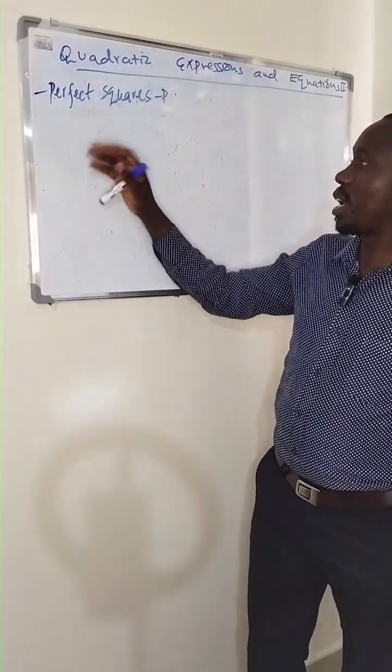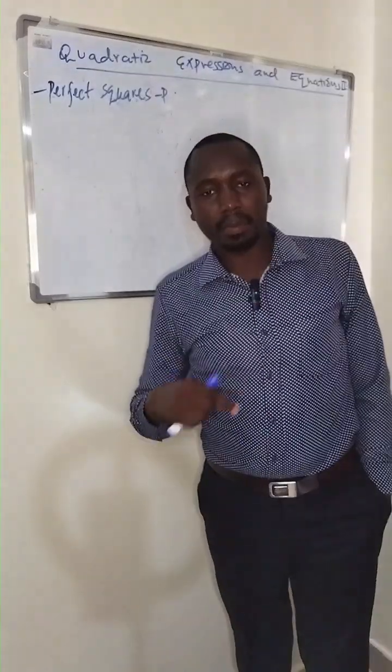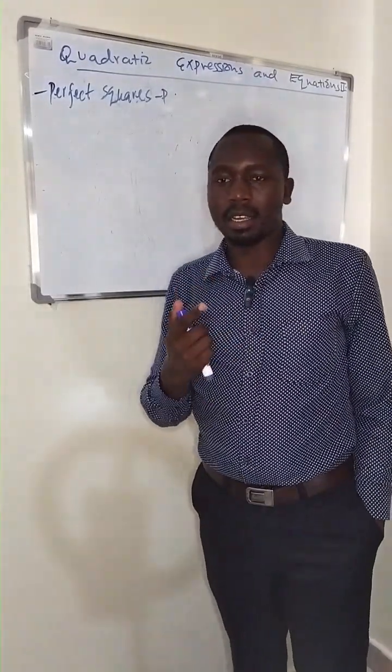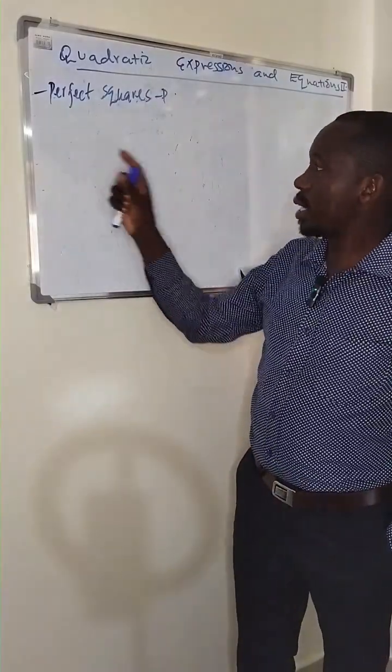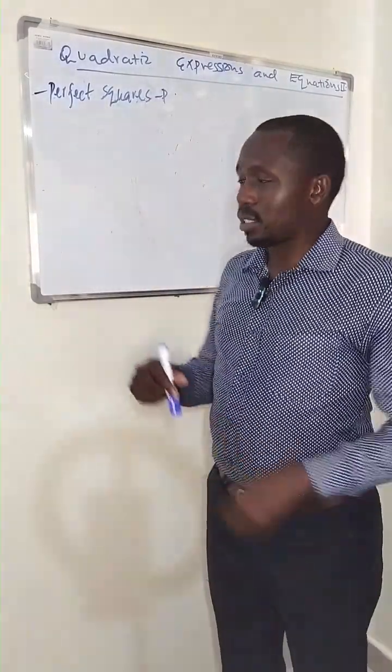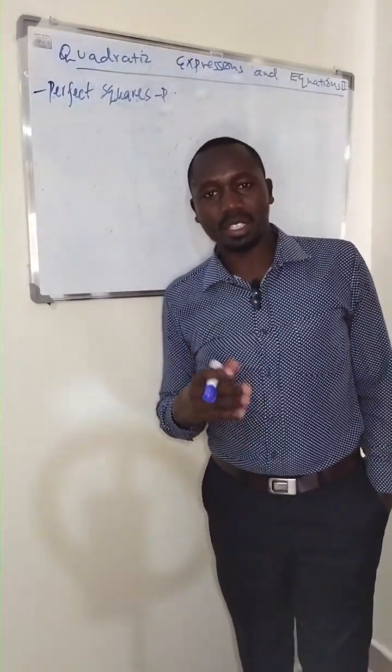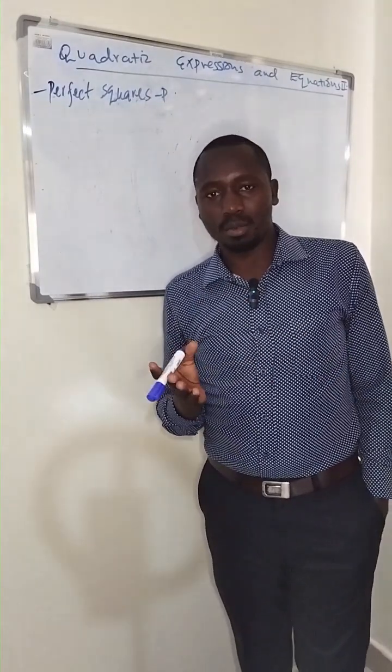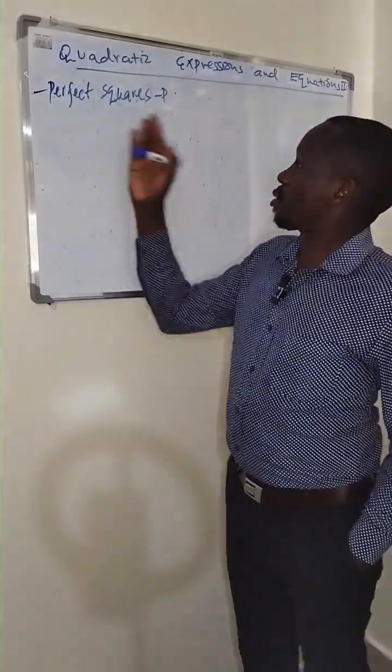For example, if you have x squared plus 4x plus 4, then you can factorize that into x plus 2, x plus 2. So the identical binomials in that case are x plus 2 and x plus 2. So that is what we are calling a perfect square.